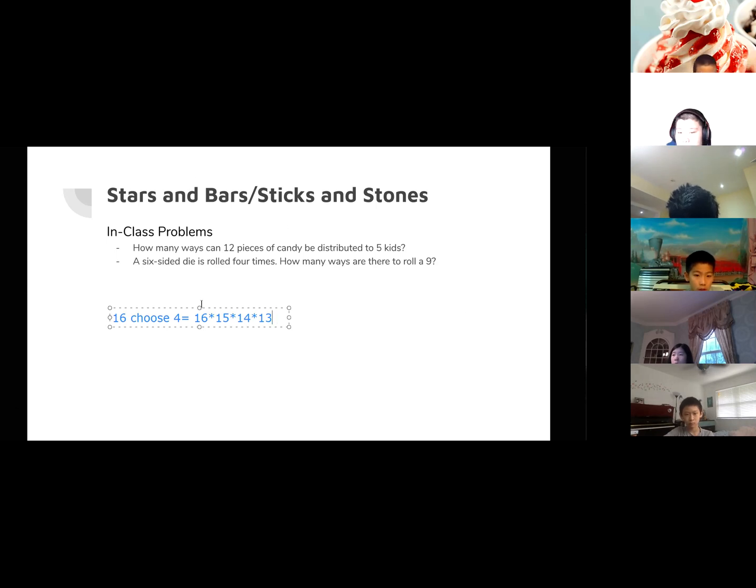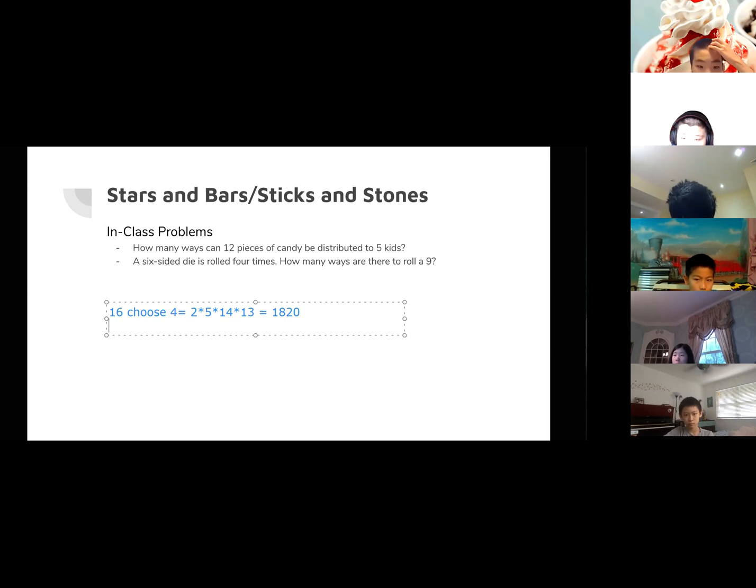So we're just going to simplify here. So 2 times 5 times 14 times 13. And this is going to give your answer, which is going to be equal to, I believe, 1820.